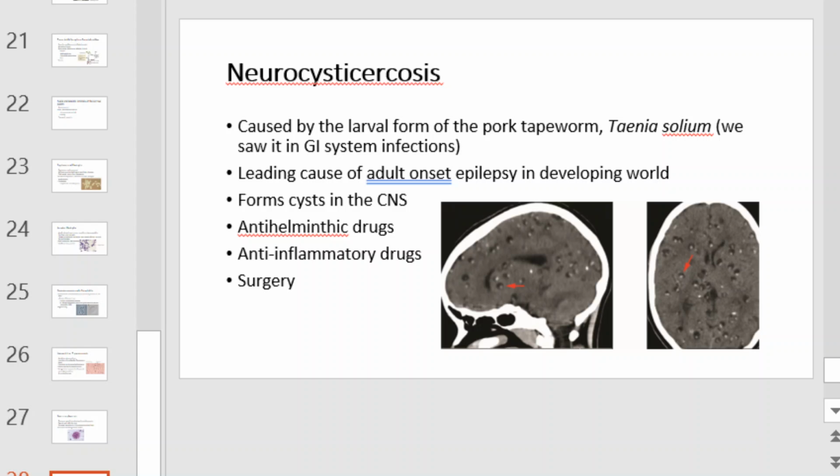Neurocysticercosis is caused by the larva form of a pork tapeworm. It is the leading cause of adult-onset epilepsy in the developing world. It forms cysts in the nervous system. Antihelminthic drugs and anti-inflammatory drugs or surgery are the only ways to treat it.